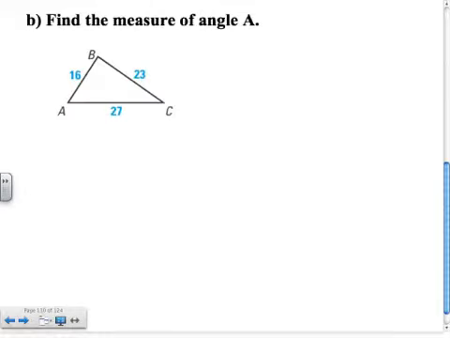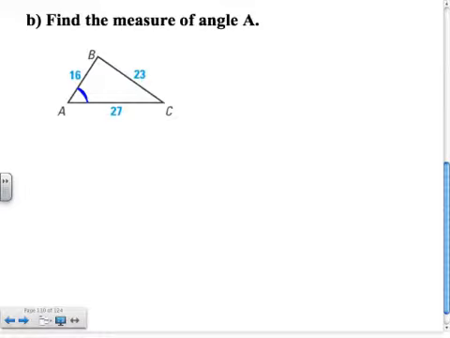So it says find the measure of angle A. So here's the measure of angle A. It's not a right triangle, so I can't use inverse sine, inverse cosine, inverse tangent yet. I'm going to eventually. So what I have to do is, since it's a non-right triangle, I have to use either the law of sines or law of cosines. And since I don't know any other angle measures, I have to use the law of cosines.